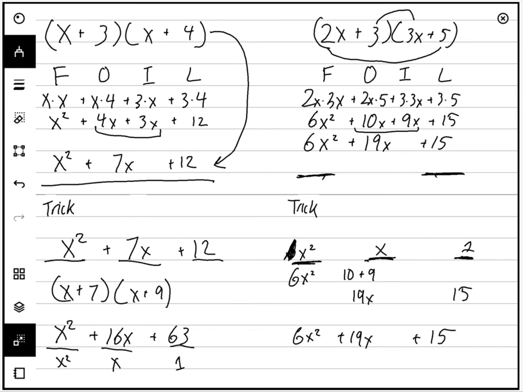Anyway, this trick doesn't really work as neatly as this one. I won't call it a trick, but if you wanted to do it mentally in your head, you could do it, and maybe save a little bit of time. But I think it's better just to do it with the FOIL method. You're not really saving that much more time, and this might just be a little bit more confusing.